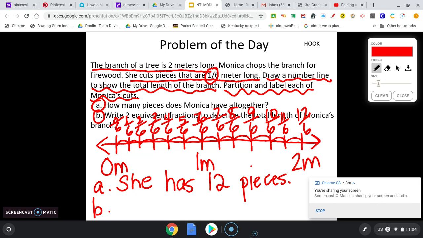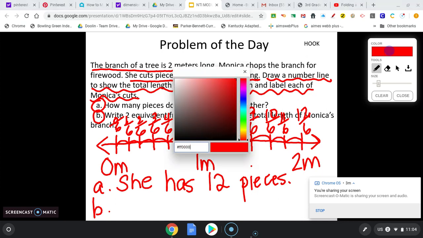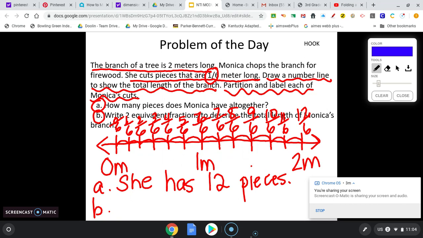On B, it says, write two equivalent fractions to describe the total length of Monica's branch. So let's think, how could we partition this to figure out an equivalent fraction? So I'm thinking that if I have 6, half of 6 is 3, so I could partition it into thirds. So from 0 to 1, I would have to have thirds. So 1, 2, 3 parts there. 1, 2, 3 parts here. So what is equivalent to 12/6? Let's see. So this would be 0 thirds, 1 third, 2 thirds, 3 thirds, 4 thirds, 5 thirds, and 6 thirds. So 6 thirds equals 12/6.